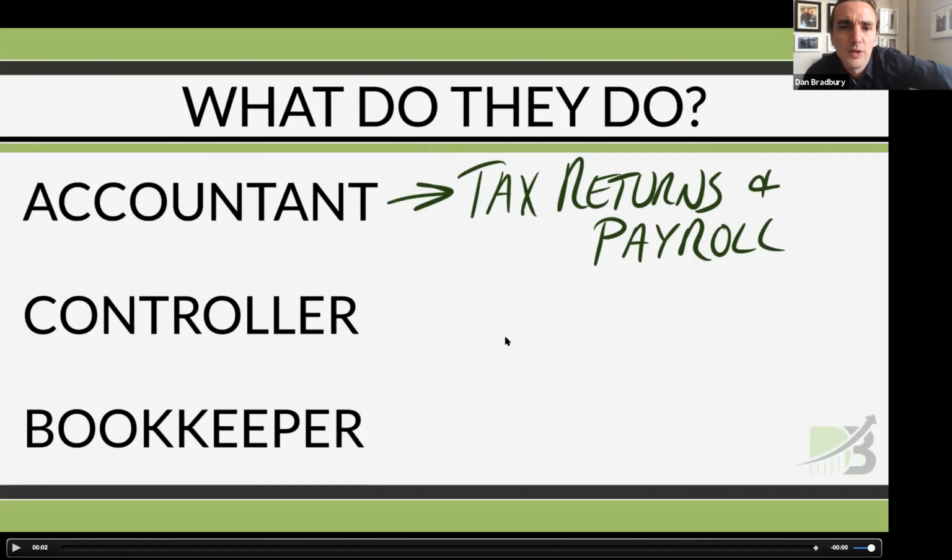The accountant is primarily responsible for tax returns and payroll. So think about it this way: they're responsible for all things tax. A tax accountant has specialist skills, qualifications, and experience as it relates to doing all things tax. That's your tax returns, that's your payroll, so that's your VAT, that's your corporation tax, that's your statutory accounts, that's your NI. That's their job. That, however, is very different from a financial controller.